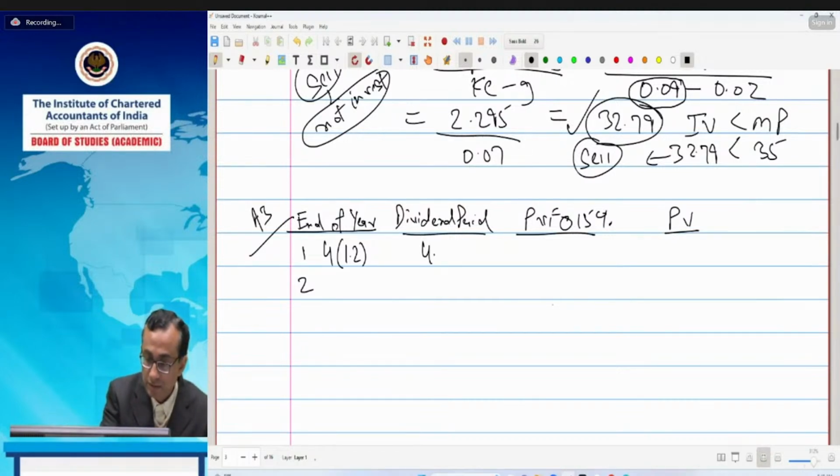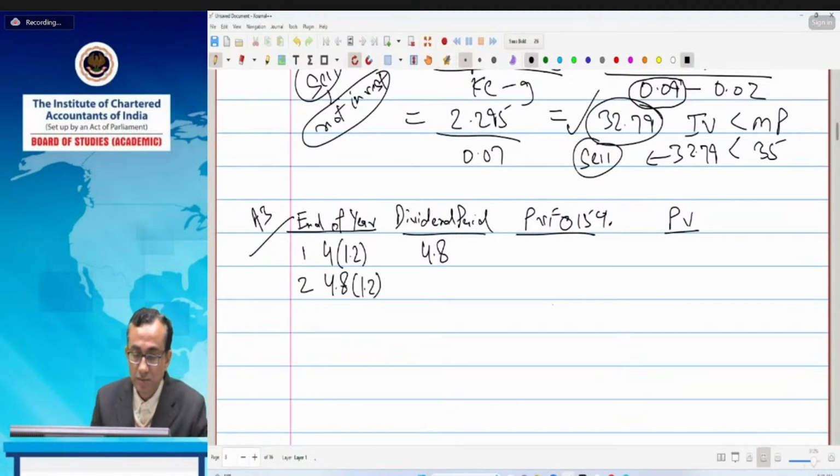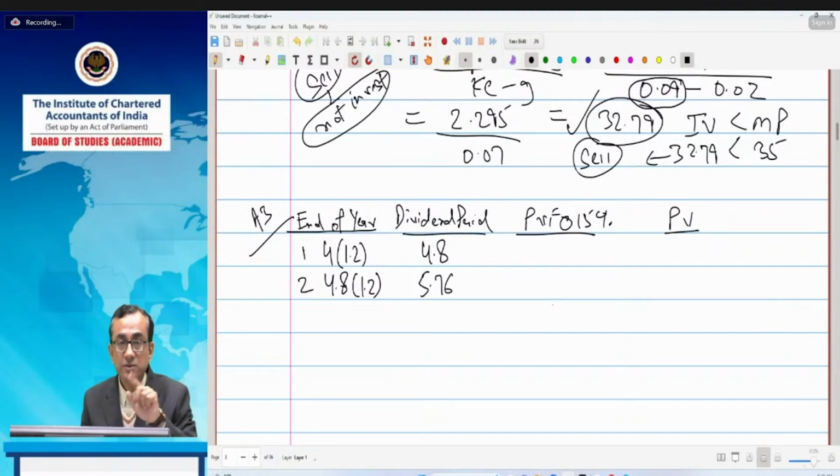$4.8, and then the dividend at the end of the first year, 4.8, is multiplied with the growth rate again in order to calculate the dividend at the end of the second year. So 4.8 into 1.2 is 5.76. Now we apply the present value factor discount rate to arrive at the present value.